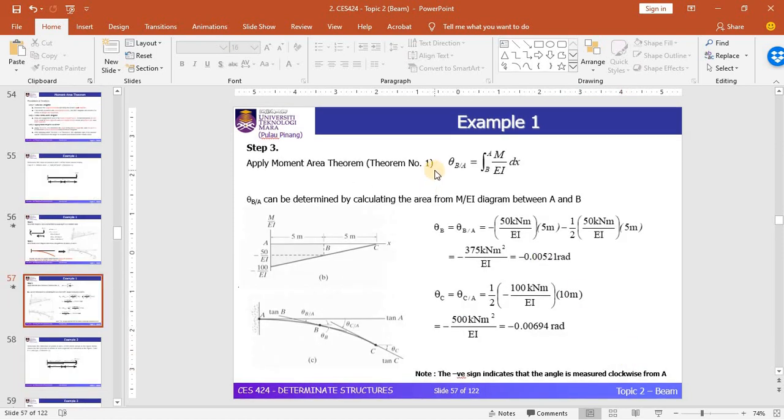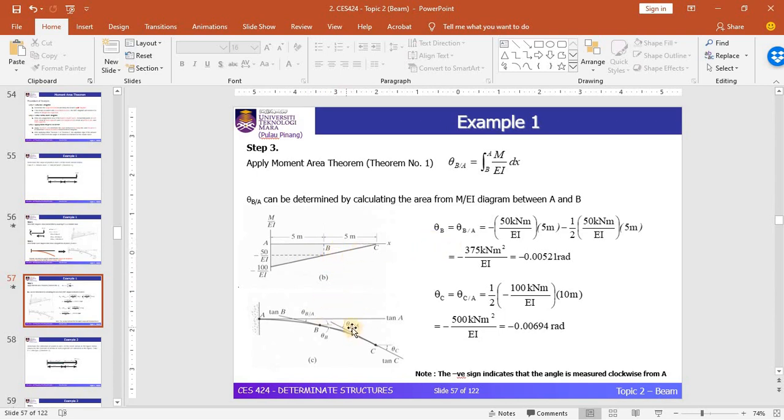Since this is about the slope, we need to use the first theorem. The first theorem is about the slope. The second theorem is about the deflection or the vertical deviations in the beam. Since we have established the elastic curve diagram and the M/EI diagram, we will use both of these diagrams to calculate the angle at point B and at point C. This is the diagram that we have seen just now in the previous slides. We carry over this diagram to this slide.